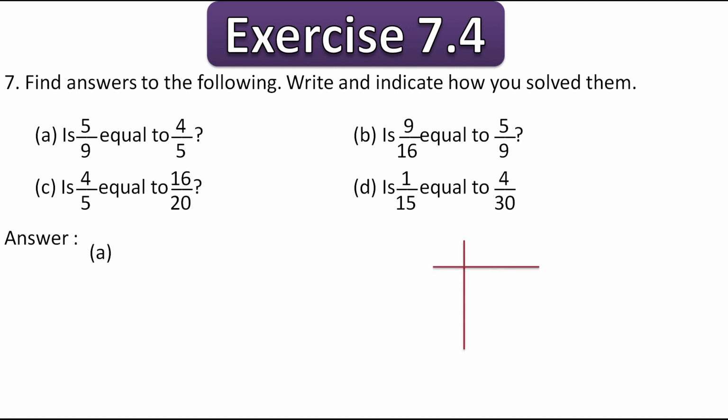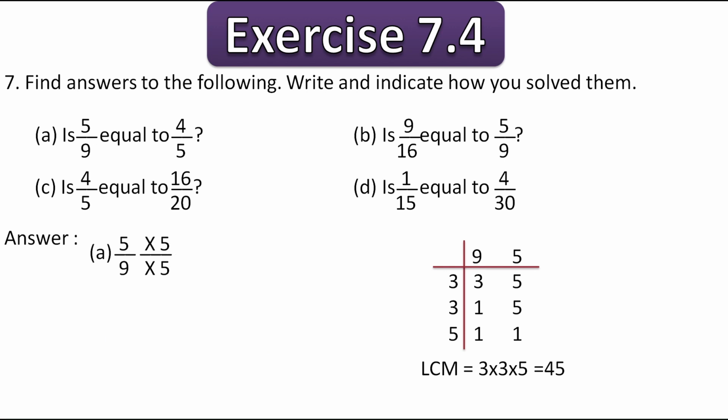Here 3 3s are 9, 5 will remain as it is, and 3 1s are 3, 5 will remain as it is, 5 1s are 5. So we got the LCM as 45. Let's take the first fraction, that is 5 upon 9, and let's multiply with 5 because 9 5s are 45. So 5 5s are 25 upon 45.